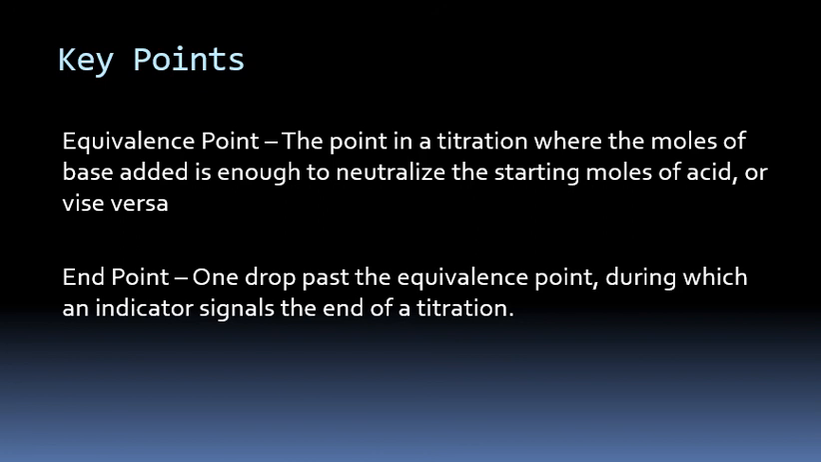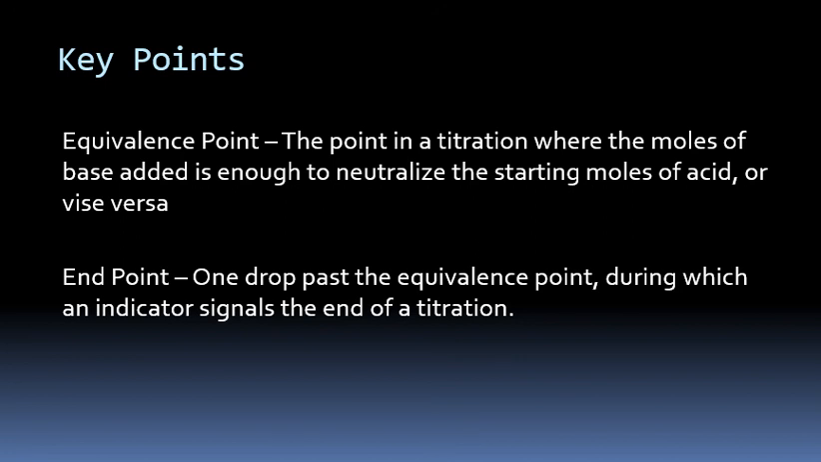Now, the end point is slightly different. That is theoretically one drop or half a drop past the equivalence point. Effectively, you have reached the equivalence point when all your acid and base are neutralized. But in order to activate your indicator, you add one more drop, and at that point, you reach the end point, which is when the indicator tells you that you have reached the end of your titration.